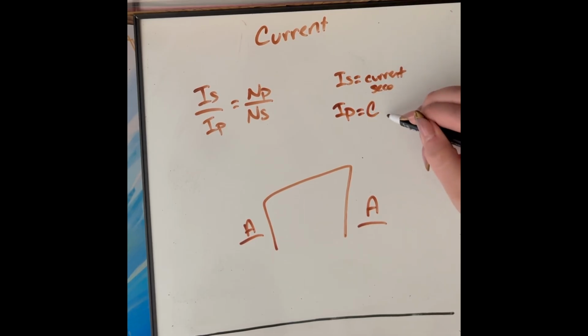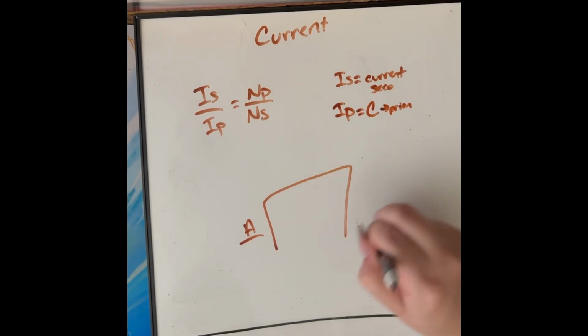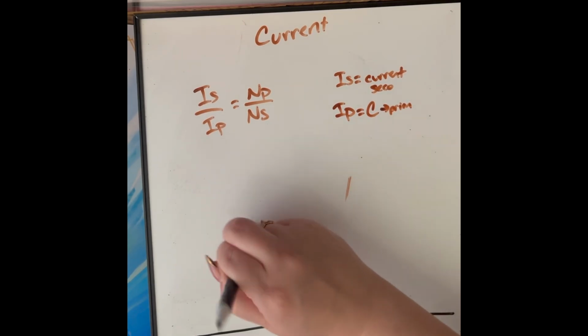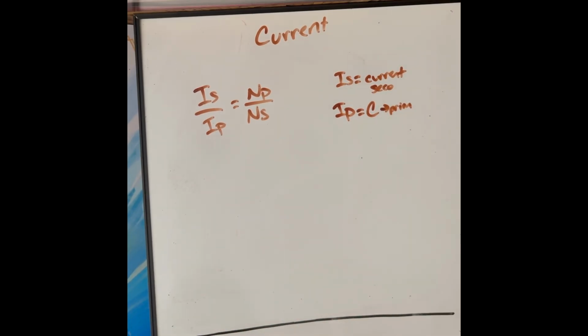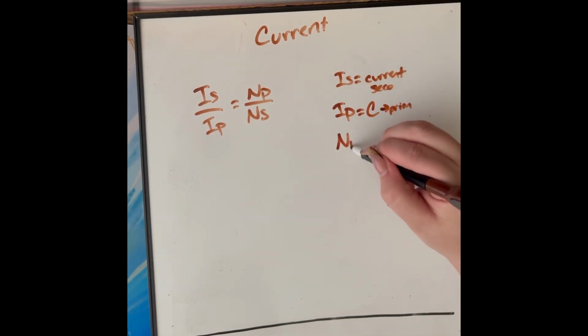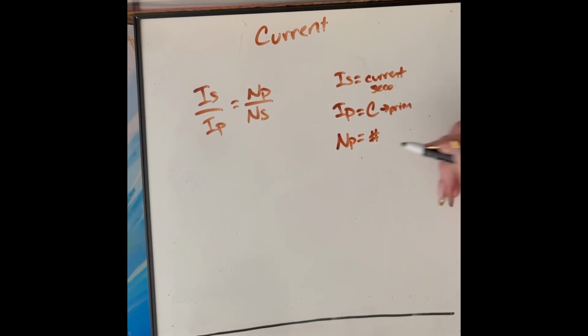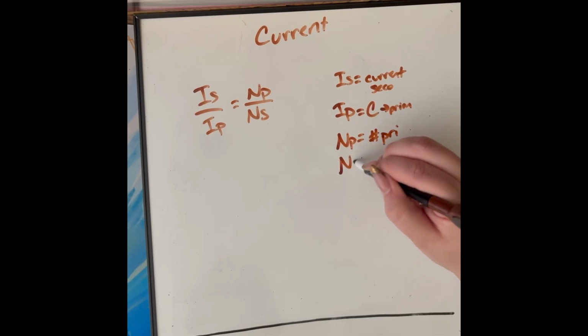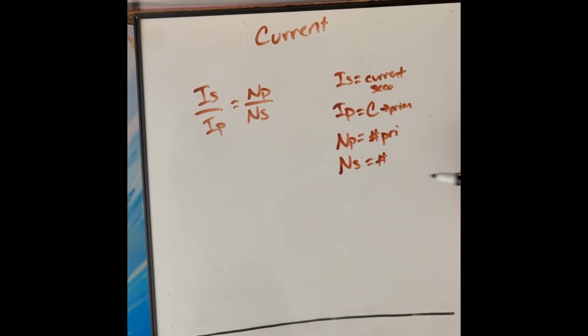So I'm just going to write current primary. And then our NP and our NS mean exactly the same thing that they did on the voltage problem. NP is the number of windings on the primary side, and our NS is the number of windings on our secondary side.